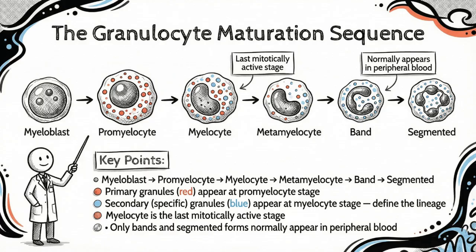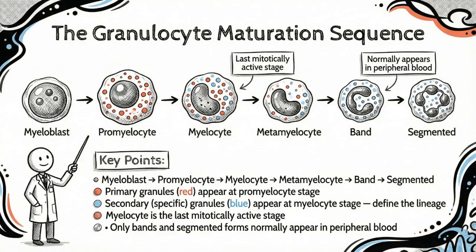During this progression, primary, azurophilic, granules emerge at the promyelocyte stage, followed by the appearance of secondary, specific, granules in the myelocyte, which are crucial for defining the cell-specific lineage. Concurrently, the nucleus undergoes characteristic changes, transitioning from a round shape in early stages to an indented metamyelocyte, a horseshoe-shaped band, and finally, the segmented form with condensed chromatin in mature neutrophils. In normal peripheral blood, you should only see bands and segmented forms. Anything earlier than that is a red flag.